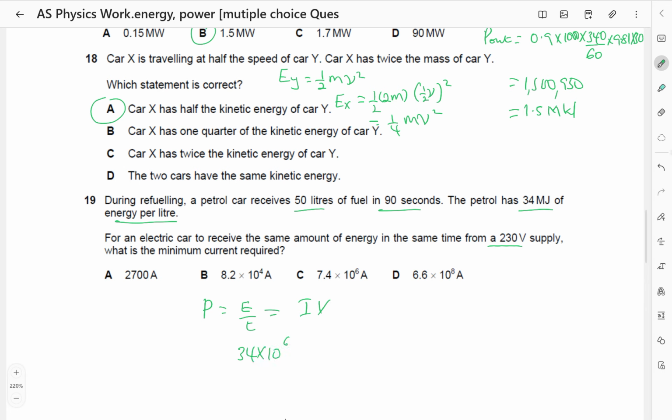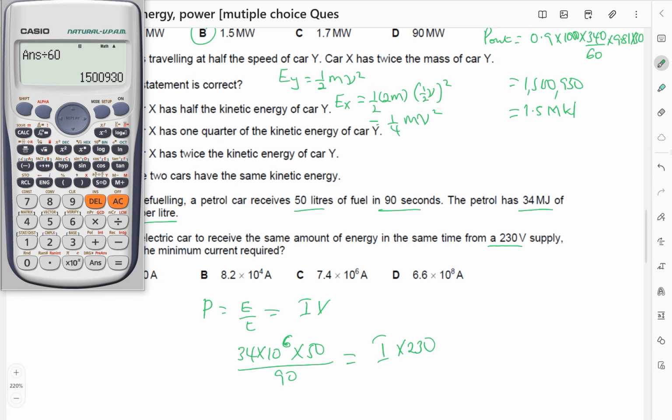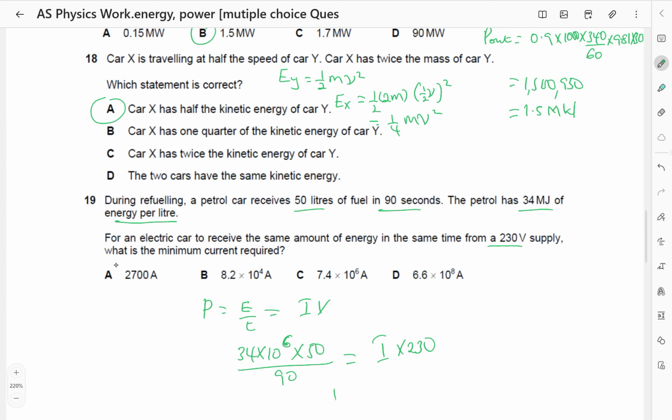But that was for just 1 liter, and it is supplied by 50 liters, so we multiply by 50. That will be the total energy divided by the time, which is 90 seconds. This should be equal to the current times V, which is 230. So I press my calculator: 34 times 10 power 6, times 50, divided by 90, divided by 230. I am getting 8.2 times 10 power 4. So the current is 8.2 times 10 power 4 amperes, which makes the answer B.